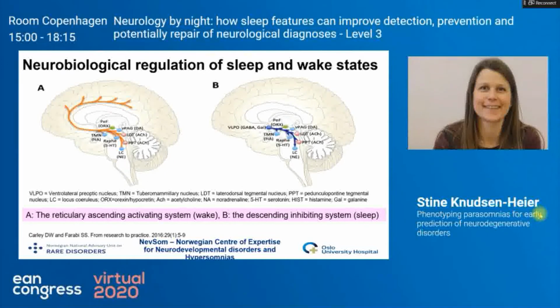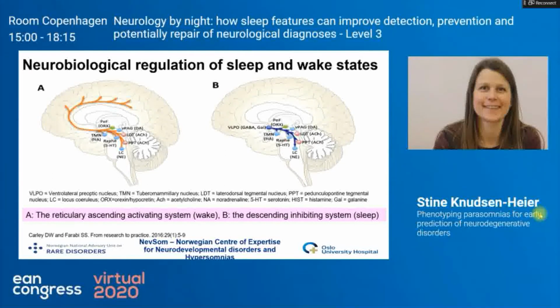Now we're going to talk a little more about the basics of regulation of sleep and wakefulness. First of all, as you can see here in the picture, these processes are regulated by the brain. On the left side, you can see the reticular ascending activating system. This is the system that keeps us awake or wakes us up. The nuclei in this system are located in the brainstem and in the midbrain, and through an active process, they activate the cortex, and in that way we are woken up or kept awake.